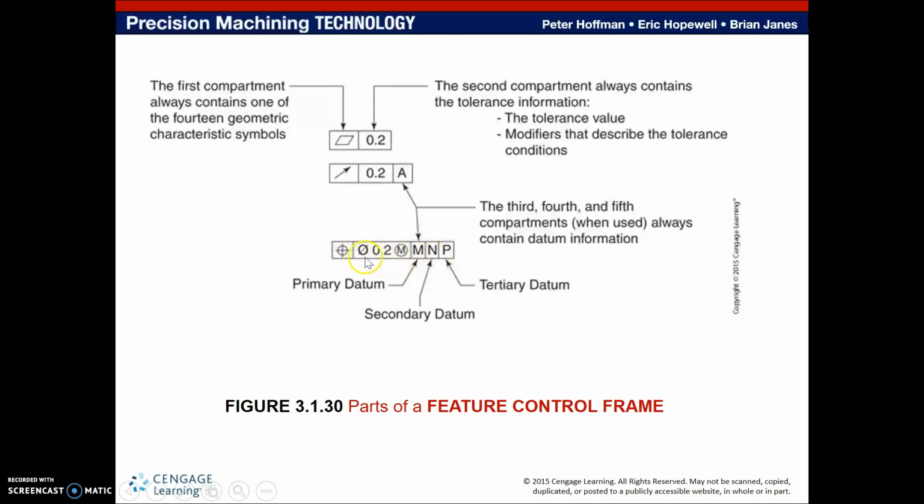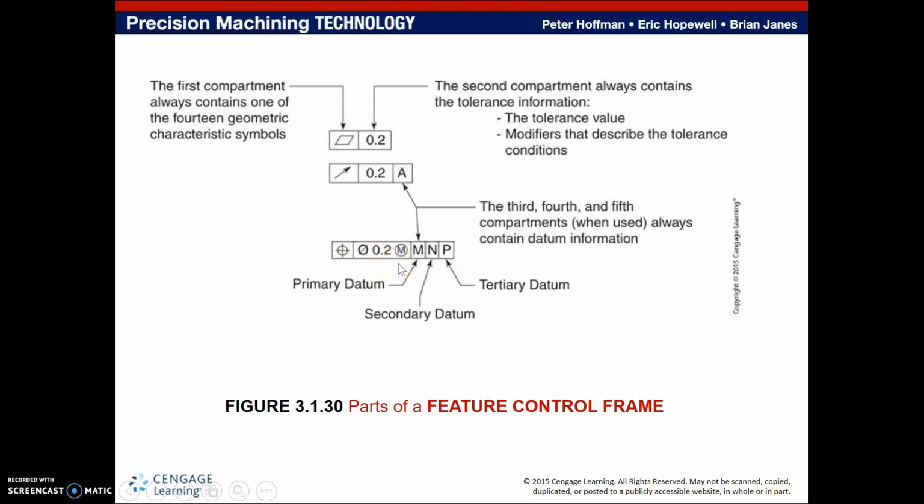Now, what this says here is that the position must fall within a diametrical tolerance zone of, let's say, 0.2. Let's say we were working in millimeters, which means the center of that circle can fall anywhere within a 0.2 millimeter diameter circle from the original location of that center. This M we'll talk about in just a moment, but this means maximum material condition. So this standard would be true at maximum material condition.